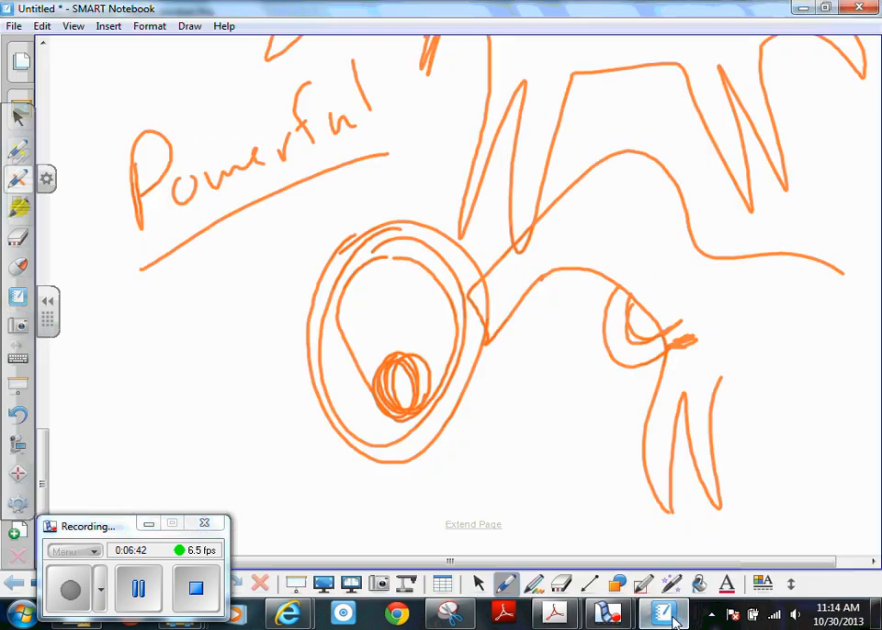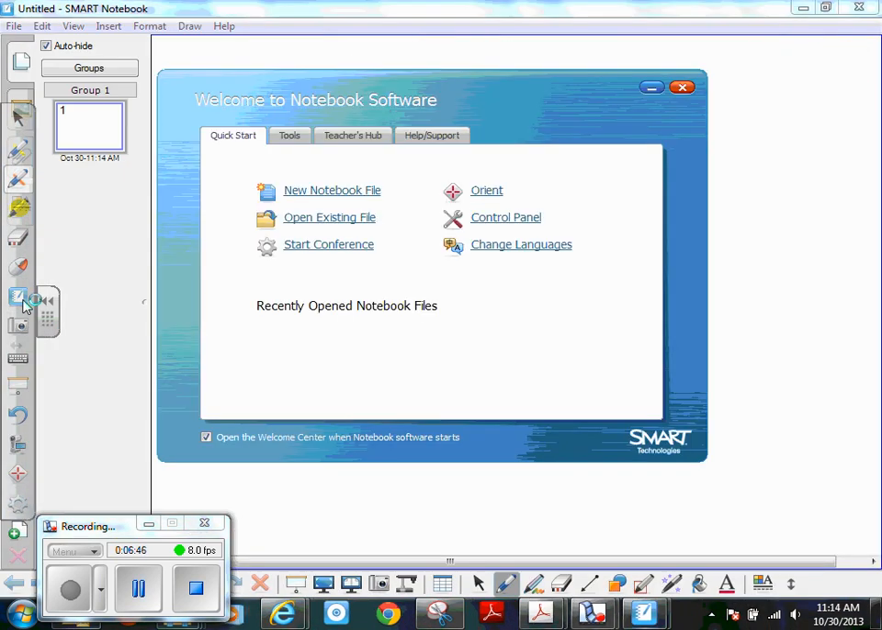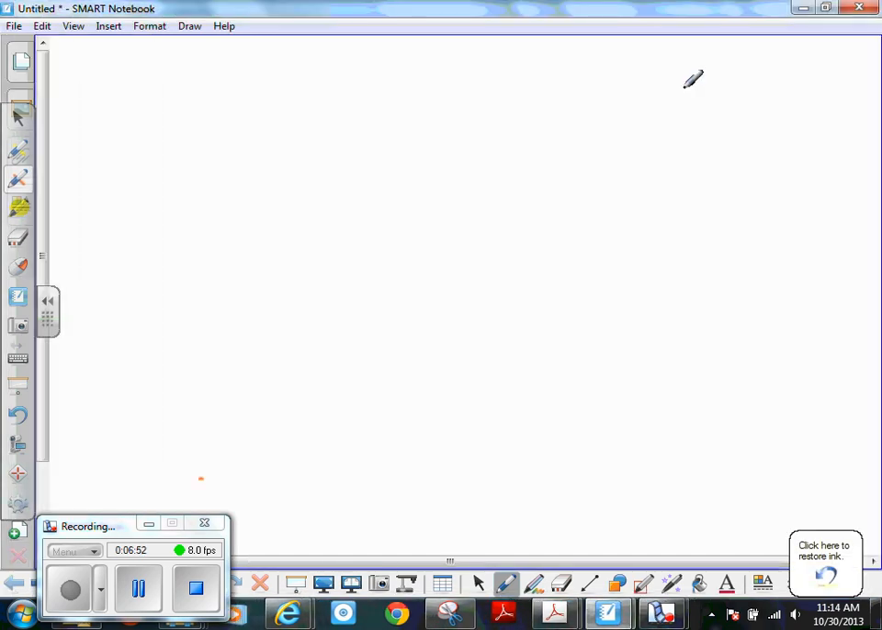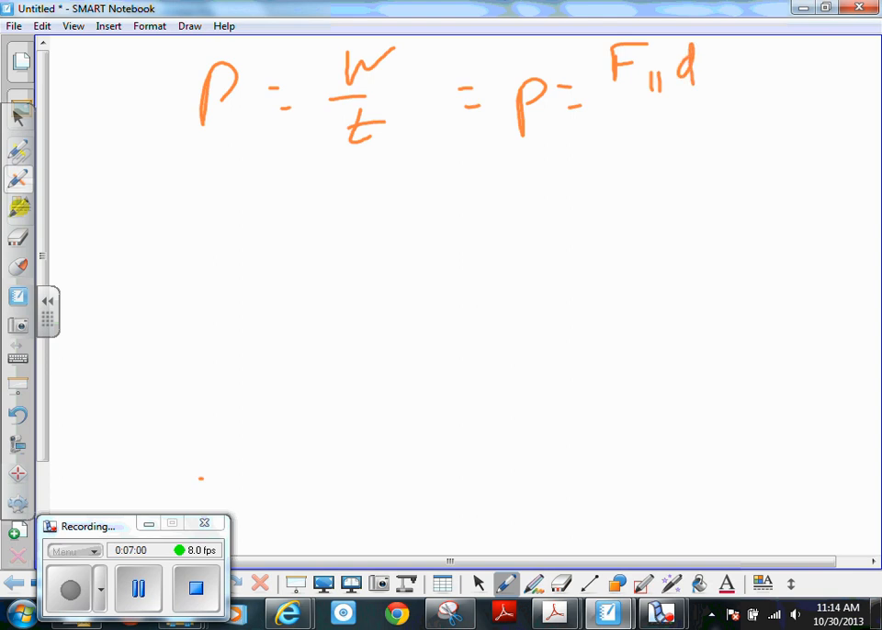If you look at power, and then also have all this on there too. So if you look at the power formula, being work per time, you can also say then power is force parallel to displacement per time. Do you agree with that? Okay, so this is probably going to be more useful to you than this form, but of course it's for the same thing.